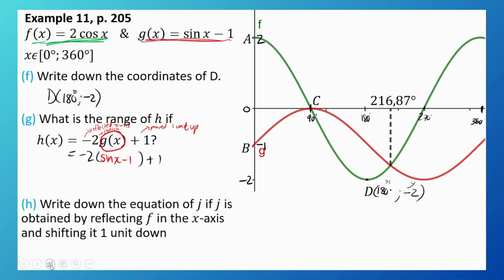And the reason it's so important that you remember this bracket is because that negative 2 is not only going to affect the sin x term, but also the negative 1 term. So you'll have negative 2 sin x, and then minus 2 times minus 1 is plus 2, and then we have plus 1. So in other words, we have negative 2 sin x plus 3. So that's one portion of what we had to do.